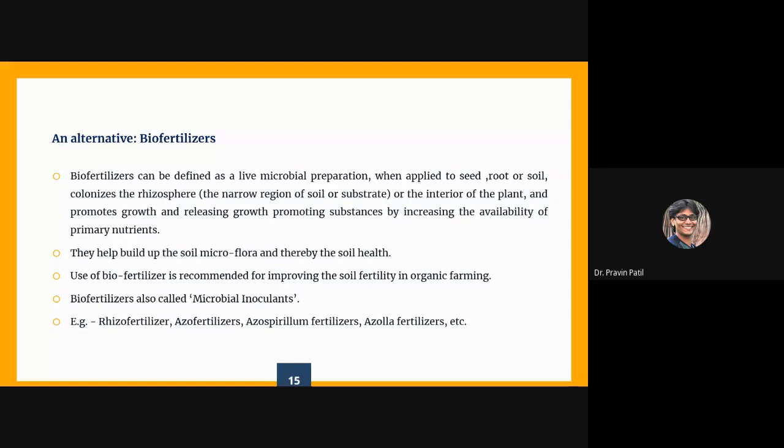There are different types of biofertilizers such as Rhizobium, Azotobacter, Azospirillum, and Azolla biofertilizers. These names are based on the type of microbes being employed in the process.